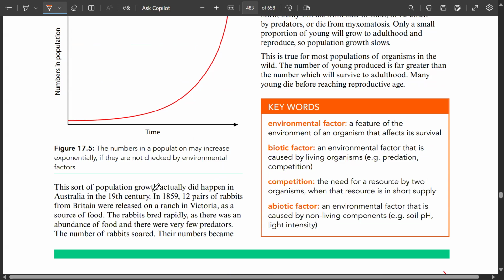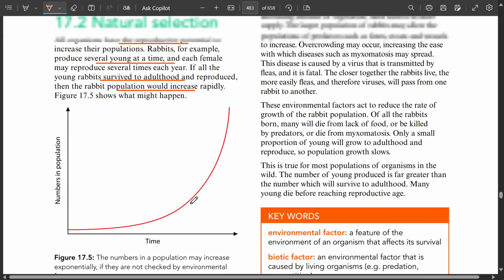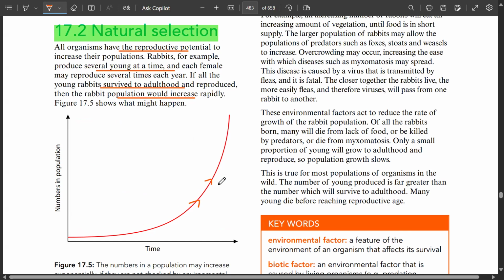Now, this sort of population growth actually did happen in Australia in the 19th century, when 12 pairs of rabbits from Britain were released on a ranch in Victoria as a source of food. The rabbits bred rapidly and there was an abundance of food and there were very few predators, because of which the number of rabbits soared and they increased exponentially in this type of growth.